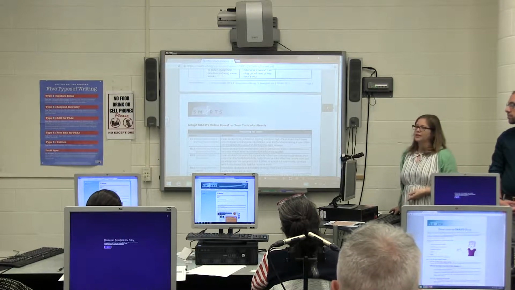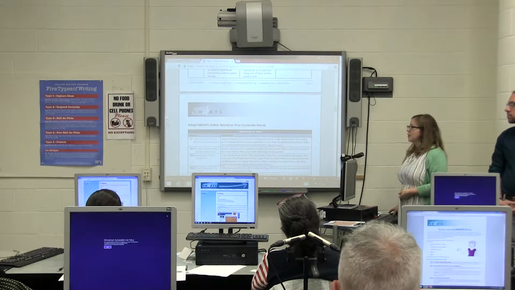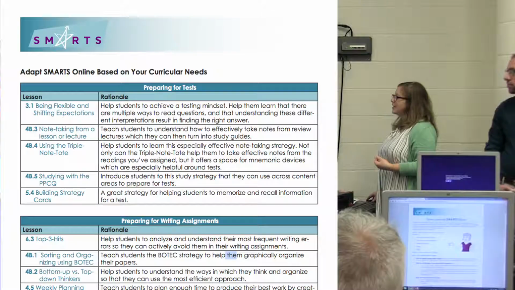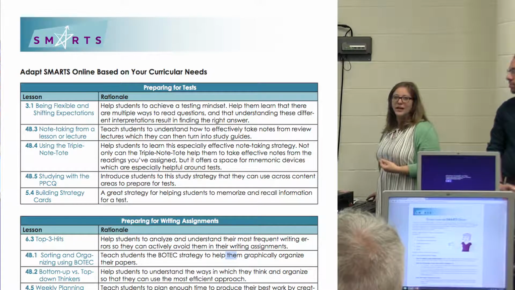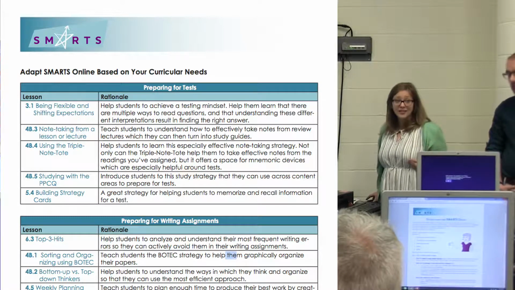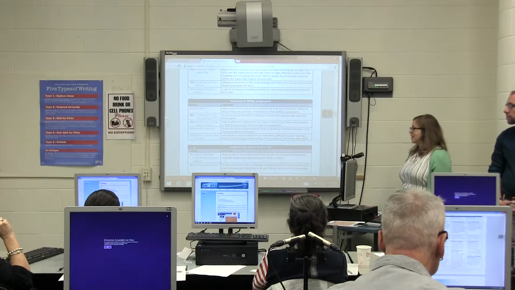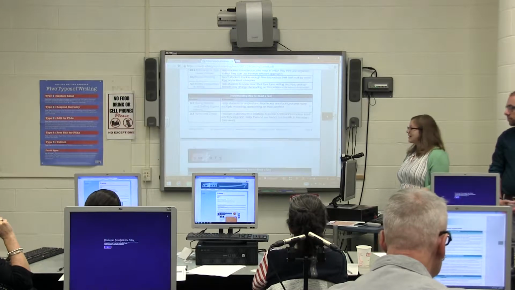And then this is really the critical part that I wanted to show you, is that we break it down based on the types of things that your students are learning. So if they're preparing for tests, here's 5 lessons that are really great to help them prepare for tests. And you can see that it spans different units. So being flexible and shifting expectations, using the triple note toad, building strategy cards, all of those might be useful in studying for a test. We have it for writing assignments. We have it for reading a text.